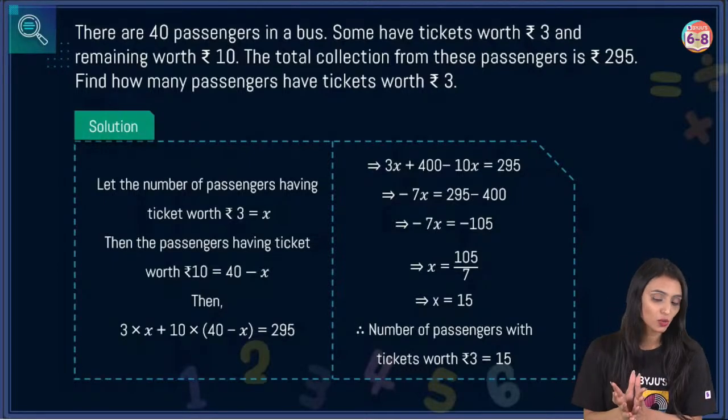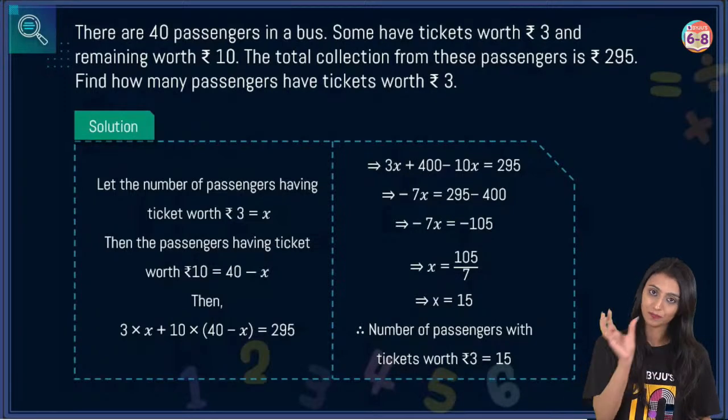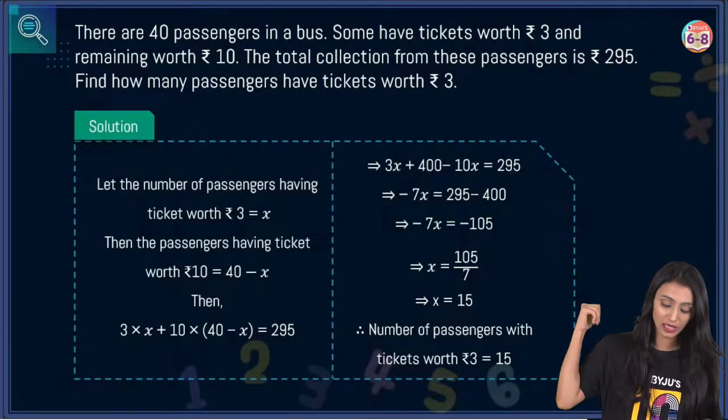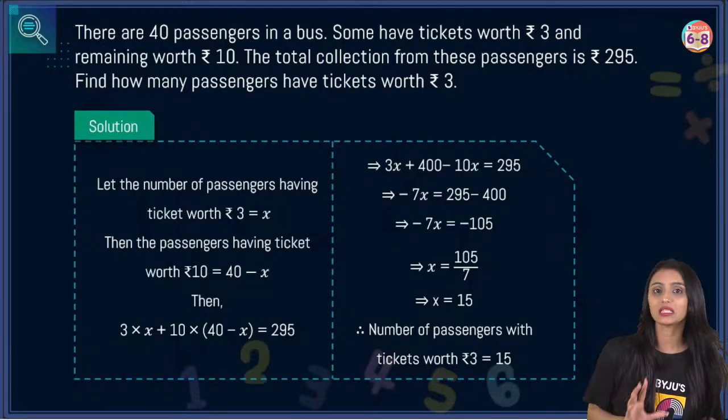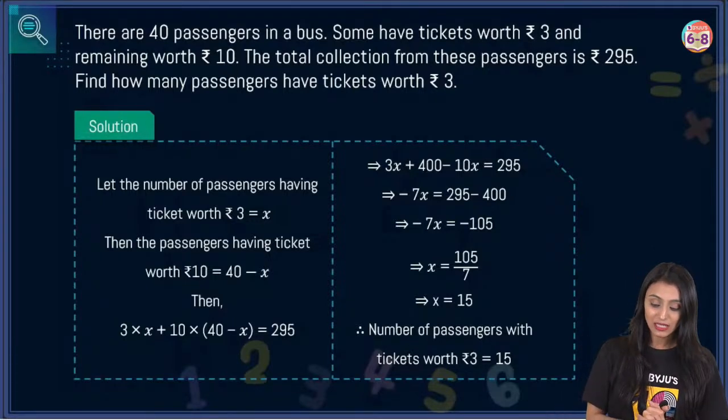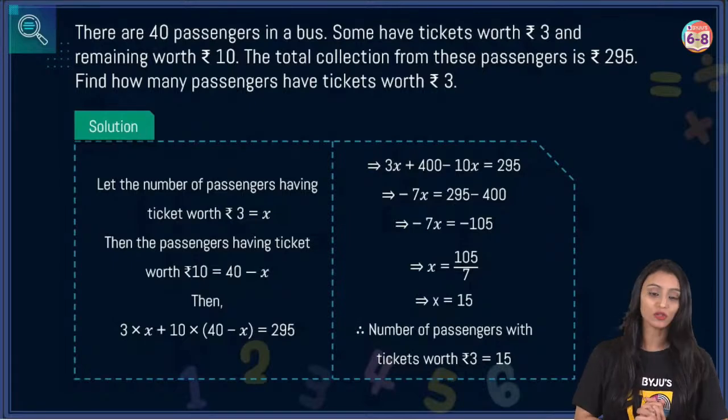Total money collection is 295. So 3 times X is the money. Plus 10 times 40 minus X, that is also the money collection worth rupees 10 tickets, right? That's equal to 295. Now comes the simplification part. All solving, you get X equals 15. So these are the number of passengers with tickets worth rupees 3.